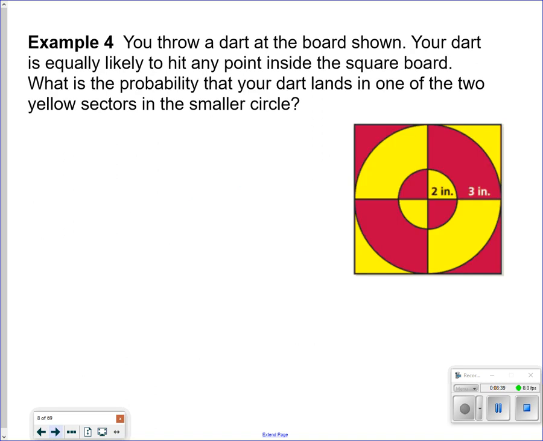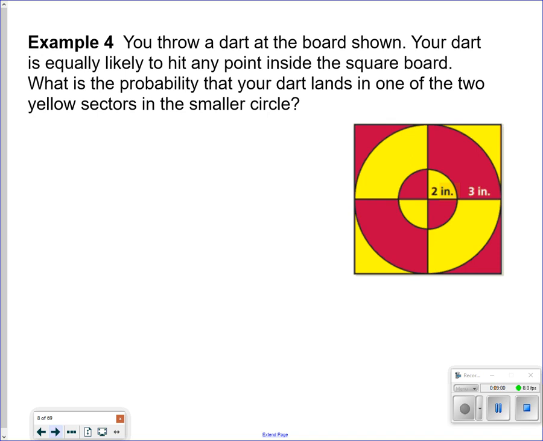You throw a dart. Now, this one is on the test, and I'm not going to lie to you, this is a little bit confusing for a lot of people, but you throw a dart at the dartboard shown. You are equally likely to hit any point inside the square. What is the probability that the dart lands in one of the 2 yellow sectors in the smaller circle?